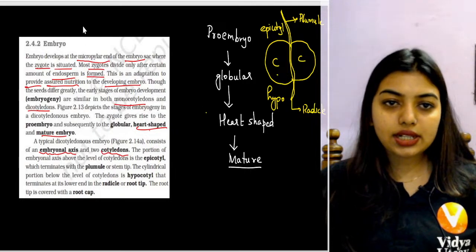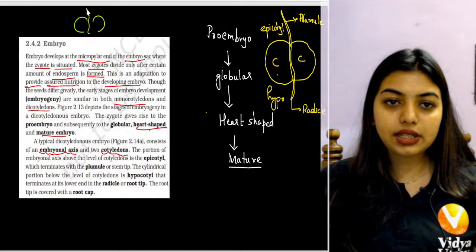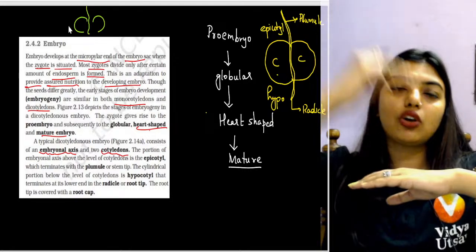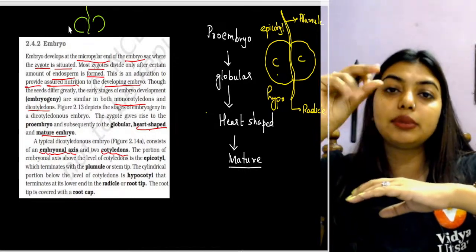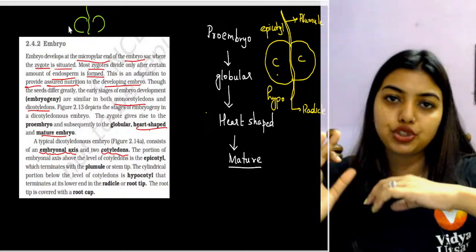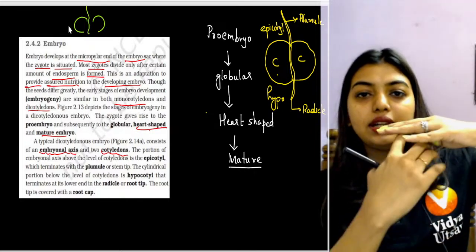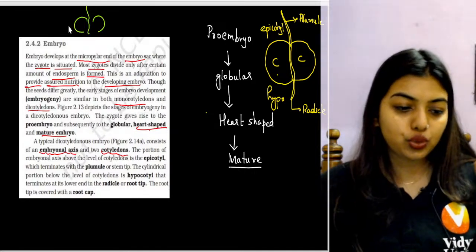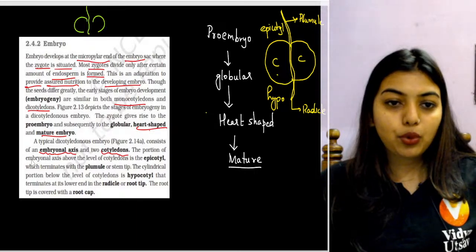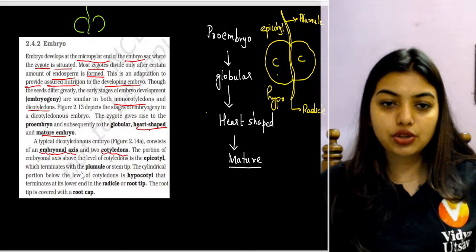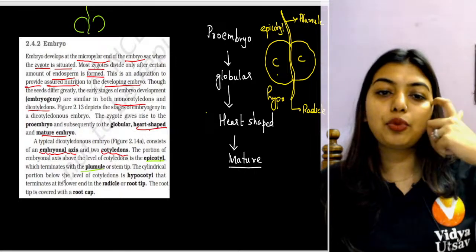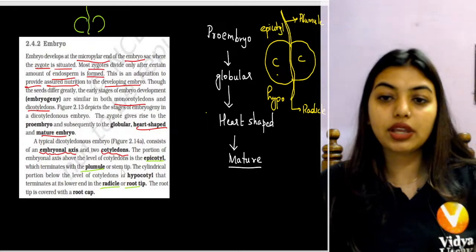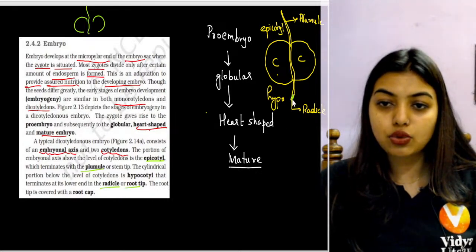So 2 cotyledons are there, very simple. Between them, one embryonal axis is coming. Whatever is above the cotyledon, we call it the epicotyl, which will terminate in the plumule. That plumule will give rise to a shoot. Whatever is below the cotyledon is called the hypocotyl, which will terminate in a radicle that will give rise to the root. Understood? The cylindrical portion below the cotyledon is called the hypocotyl, which terminates in a radicle or root tip. But remember that the root tip has a root cap.